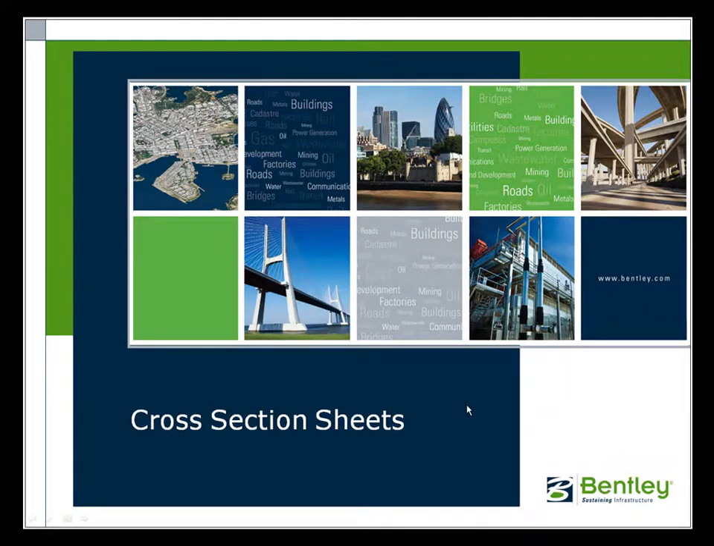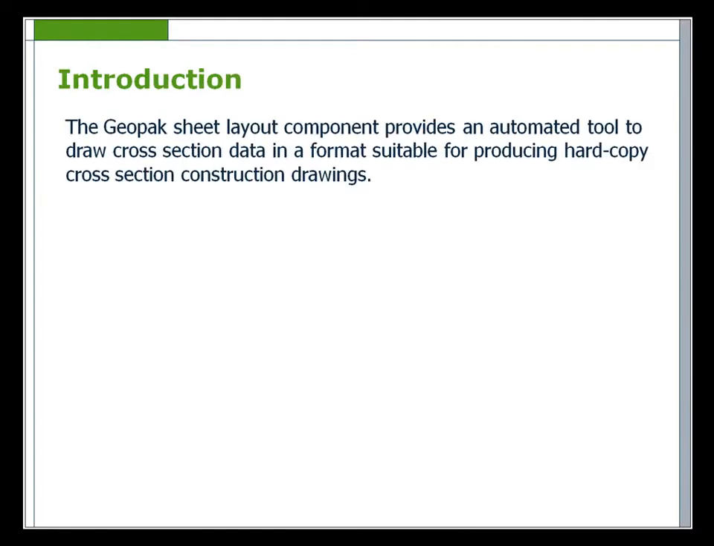In this session, we're going to look at the creation of cross-section sheets. The objective here is to learn the procedure that we have in the Geopak Road to lay out these cross-section sheets. The sheet layout component provides you an automated tool that actually draws the cross-sections in a sheet format so that you can, at a later time, produce hard copies for construction drawings.